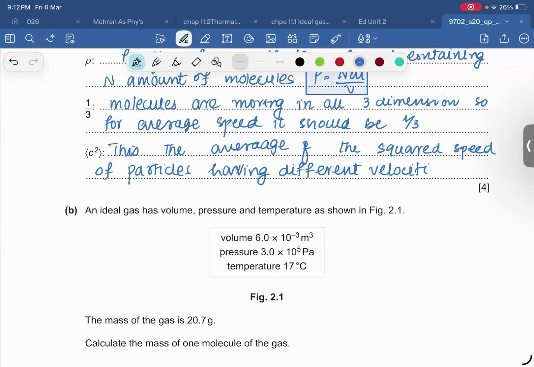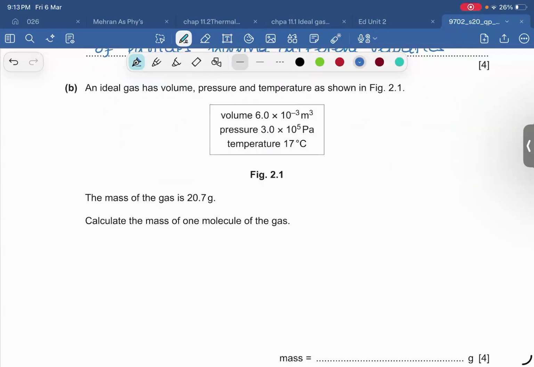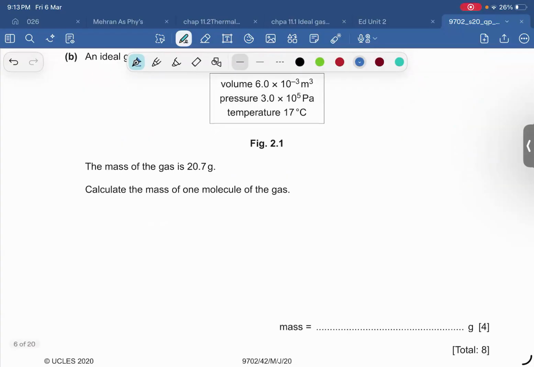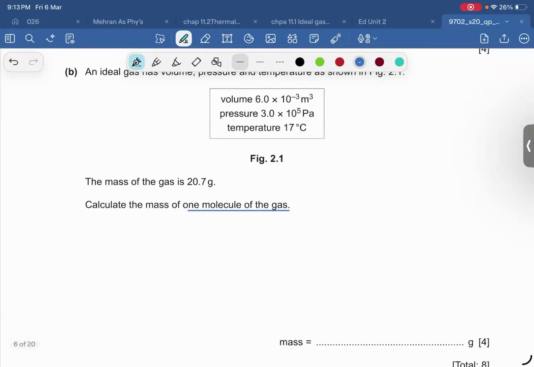Velocities. Okay. Now, they've mentioned the ideal gas: the volume, the pressure, and the temperature, and the mass is also given. Calculate the mass of one molecule of the gas. Okay, fine. So let's first find out how many molecules or particles it contains. Then we can find out the mass of one molecule.